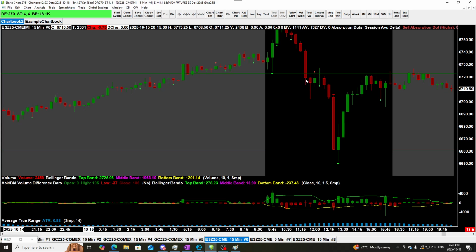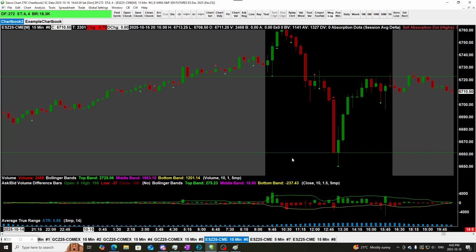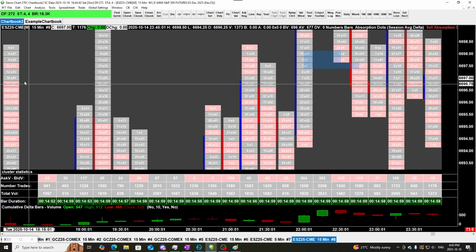The thing is, if you are in a trade towards the downside, the expectation should be that it will take time and you will have to be patient. Okay, so now let's see on footprints.